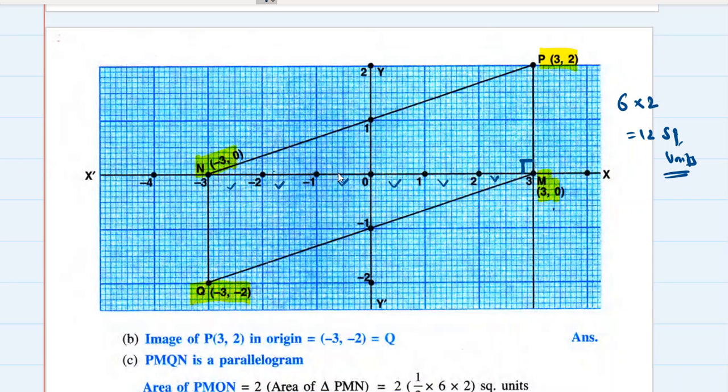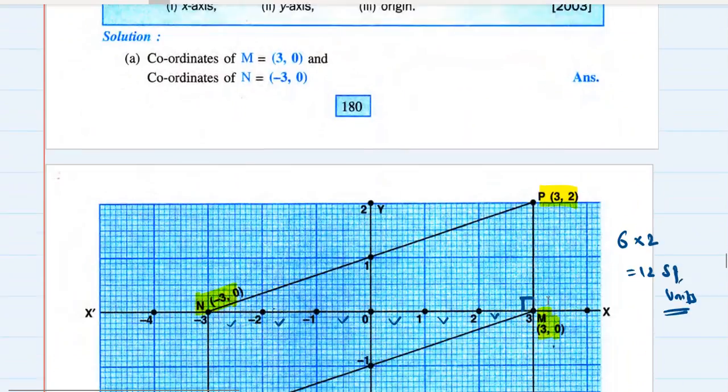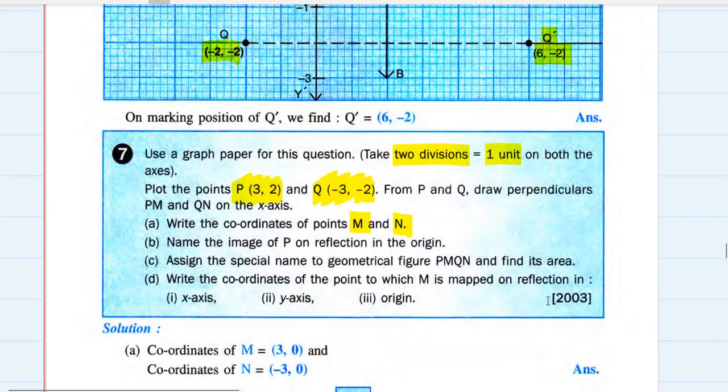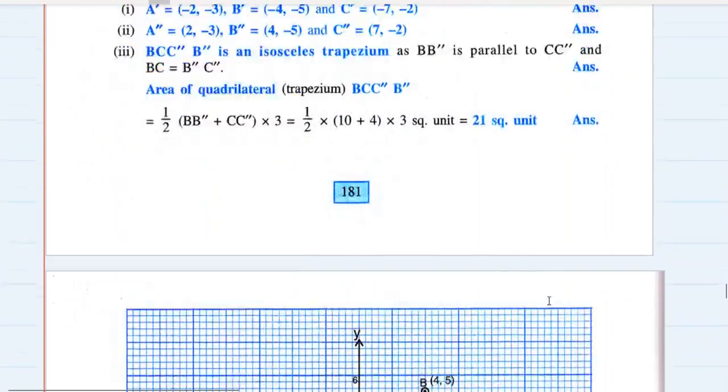ओरिजिन में रिफ्लेक्ट करेंगे तो दोनों कोऑर्डिनेट की साइन चेंज हो जाएगी, तो जीरो ही रहेगा। बट एक्स एक्सिस में जब m को रिफ्लेक्ट करेंगे तो it will remain (3,0) only, invariant. Okay, so that was how you solve this question. Very easy actually. चलो, last question of the chapter.